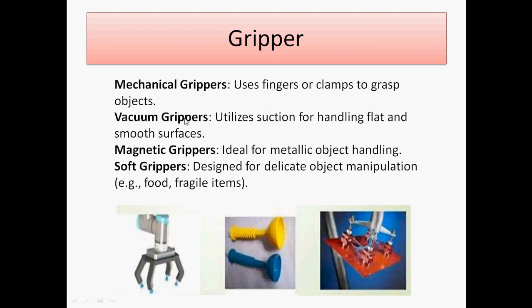Then the vacuum gripper is like a suction system for handling flat and smooth surfaces. Vacuum cups are associated with the gripping action. Then magnetic grippers: magnetic or metallic components are easily handled by magnetic grippers. Nowadays we also have soft grippers, which are designed for delicate objects, for handling food and fragile items. These are the main grippers present.